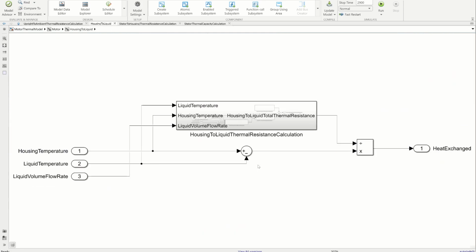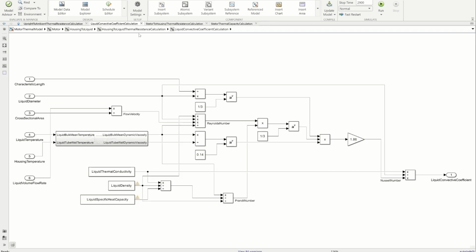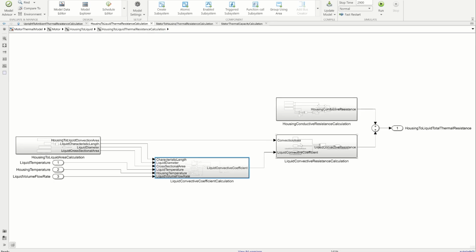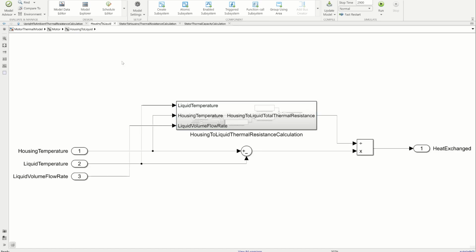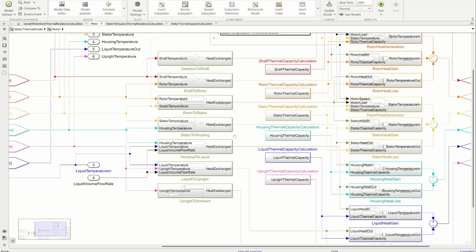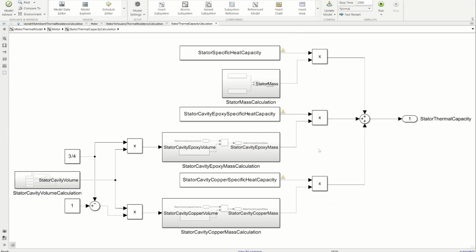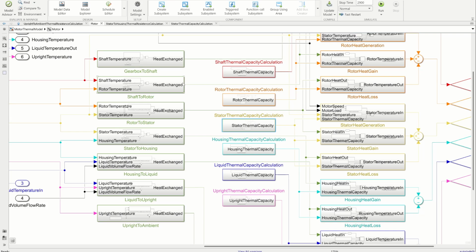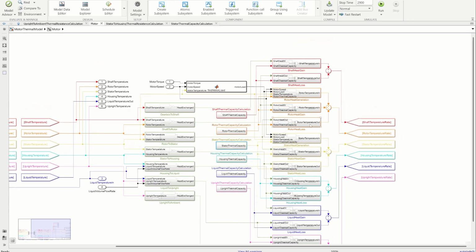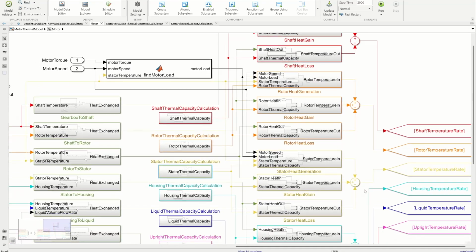For example, from housing to the liquid, first the corresponding heat transfer coefficients are calculated, in this case forced fluid convection and internal conduction, then the total thermal resistances, and then the heat flux between housing and liquid. Before arriving at the temperature change rates, the heat capacity of each component is calculated. For example, for the stator, as can be seen, the heat capacity of the solid part, the epoxy in its cavities, and the copper coils in its cavities are accounted for. Then, these heat fluxes and heat capacities are fed into each component subsystem to calculate the temperature changes between each of its adjacent layers dynamically.